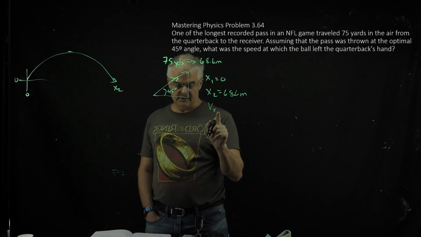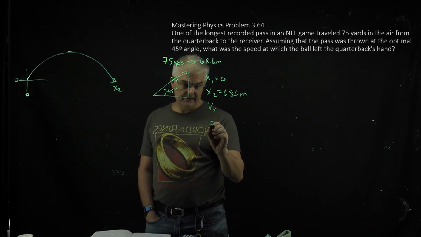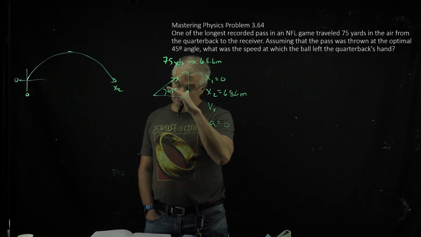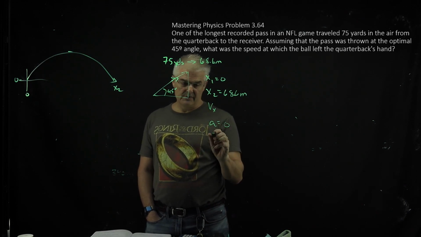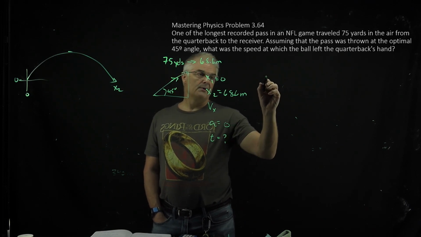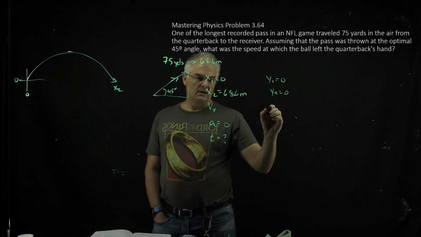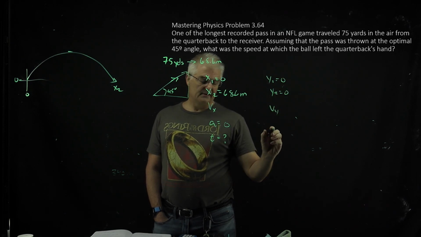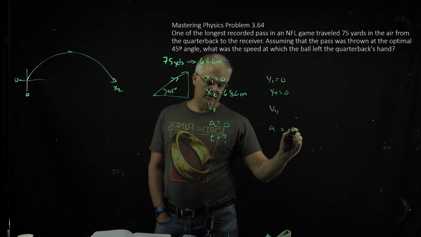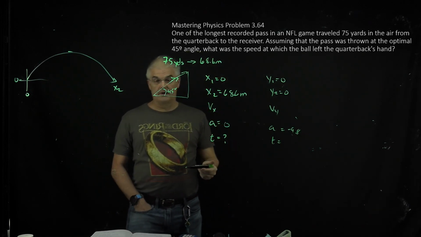Vx, let's save that for a second, okay? We also know a is 0 because in the x direction there's no acceleration in this problem, and t we don't know. Okay, for y, we know y1 equals 0, y2 equals 0, vy, let's save that for a second, a is negative 9.8, and t we don't know.